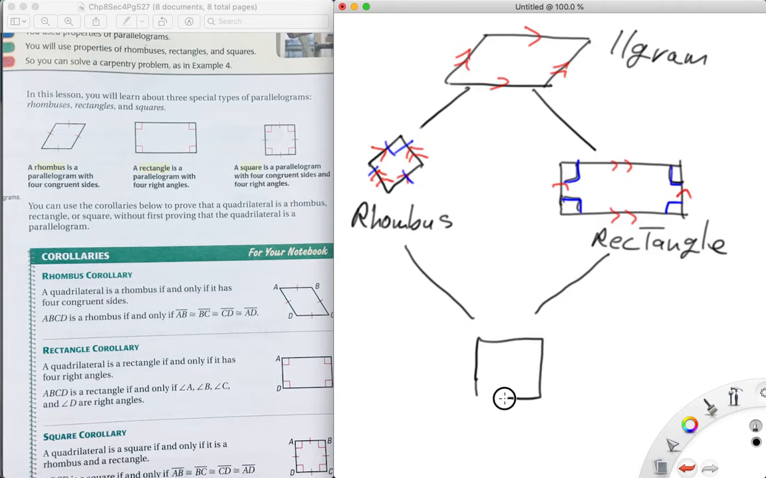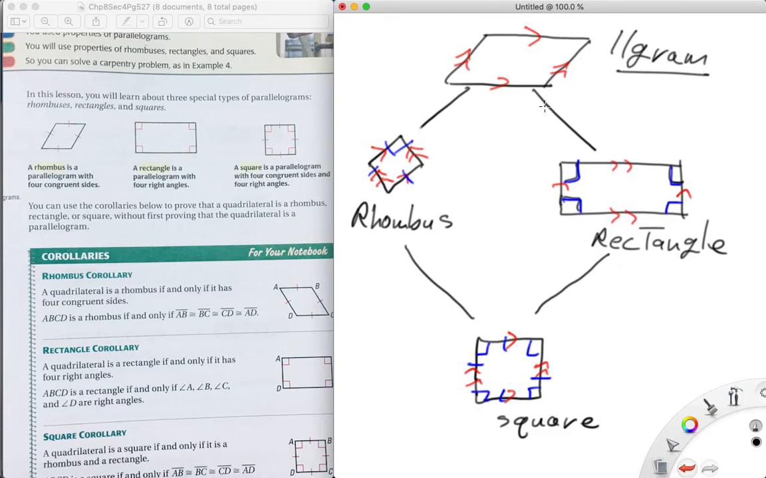A square is also a parallelogram that combines the characteristics of rhombus and rectangle, in that we have 4 90-degree angles and we have all four sides congruent. Puts everything together. Alright, and this is the parallelogram family tree. All stems from the parallelogram.